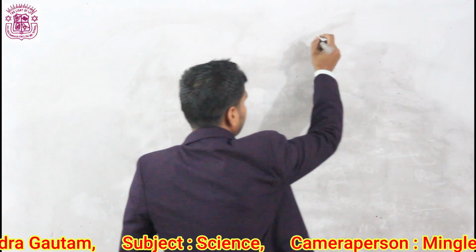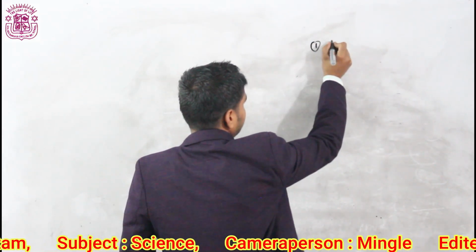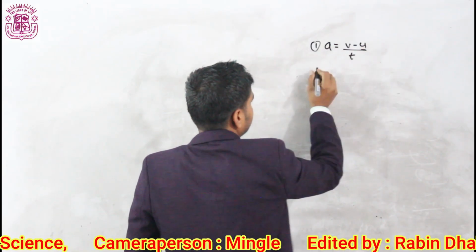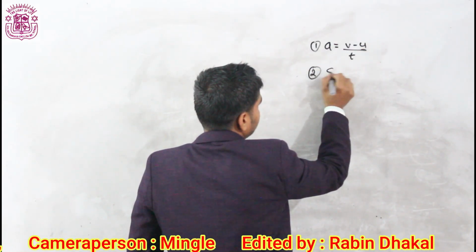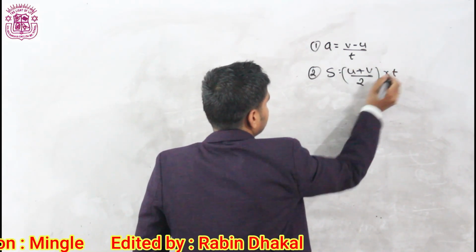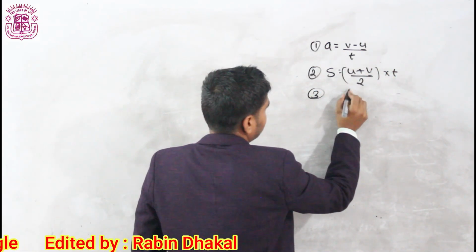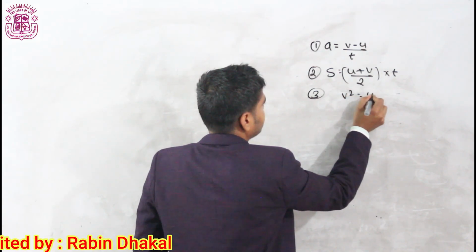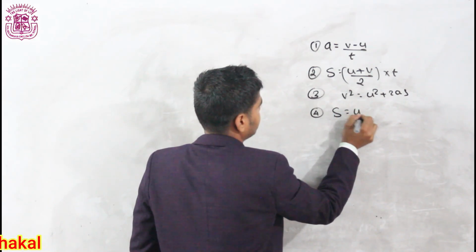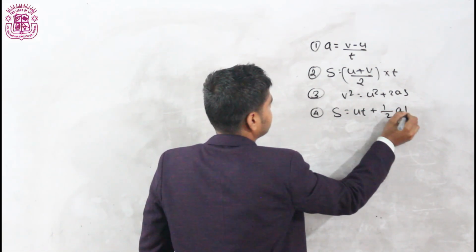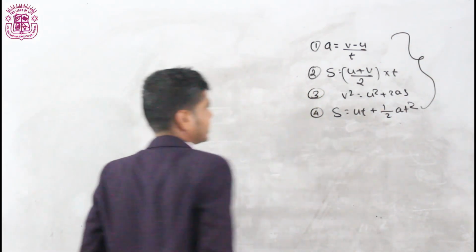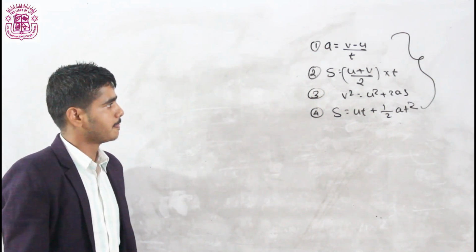We have four types of equation. Number one, acceleration a is equal to v minus u divided by t. Second equation, s is equal to u plus v divided by 2 into t. Third equation, v square is equal to u square plus 2as. And the fourth equation is s is equal to ut plus half at square. These equations are very important from the examination point of view too.